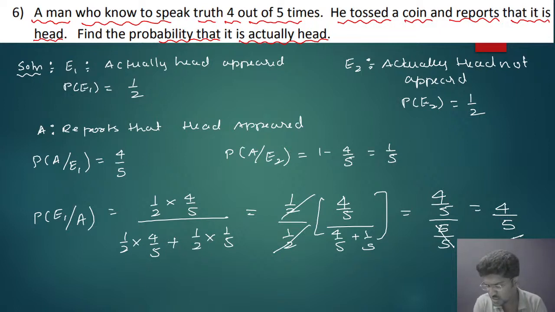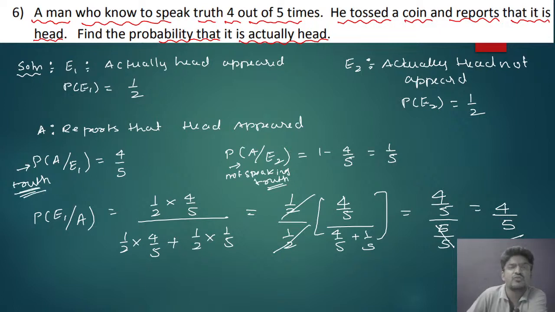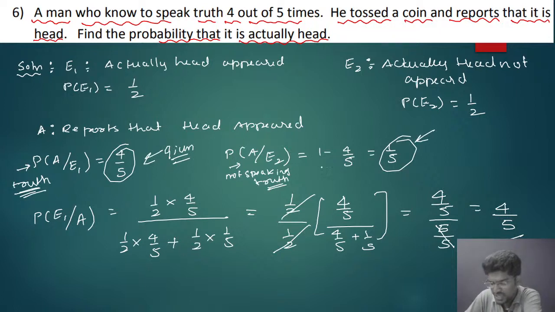Sangeeta is saying that sir, the reporting part is not understood. See, this one is about speaking truth. This is about not speaking truth. Speaking truth is 4 out of 5 times, already given in the problem. And the other one is he is not speaking truth, 1 minus 4 by 5, that will be 1 by 5. That's all. Don't get confused. This is already given in the problem. This is 1 minus 4 by 5 where he is not speaking truth.